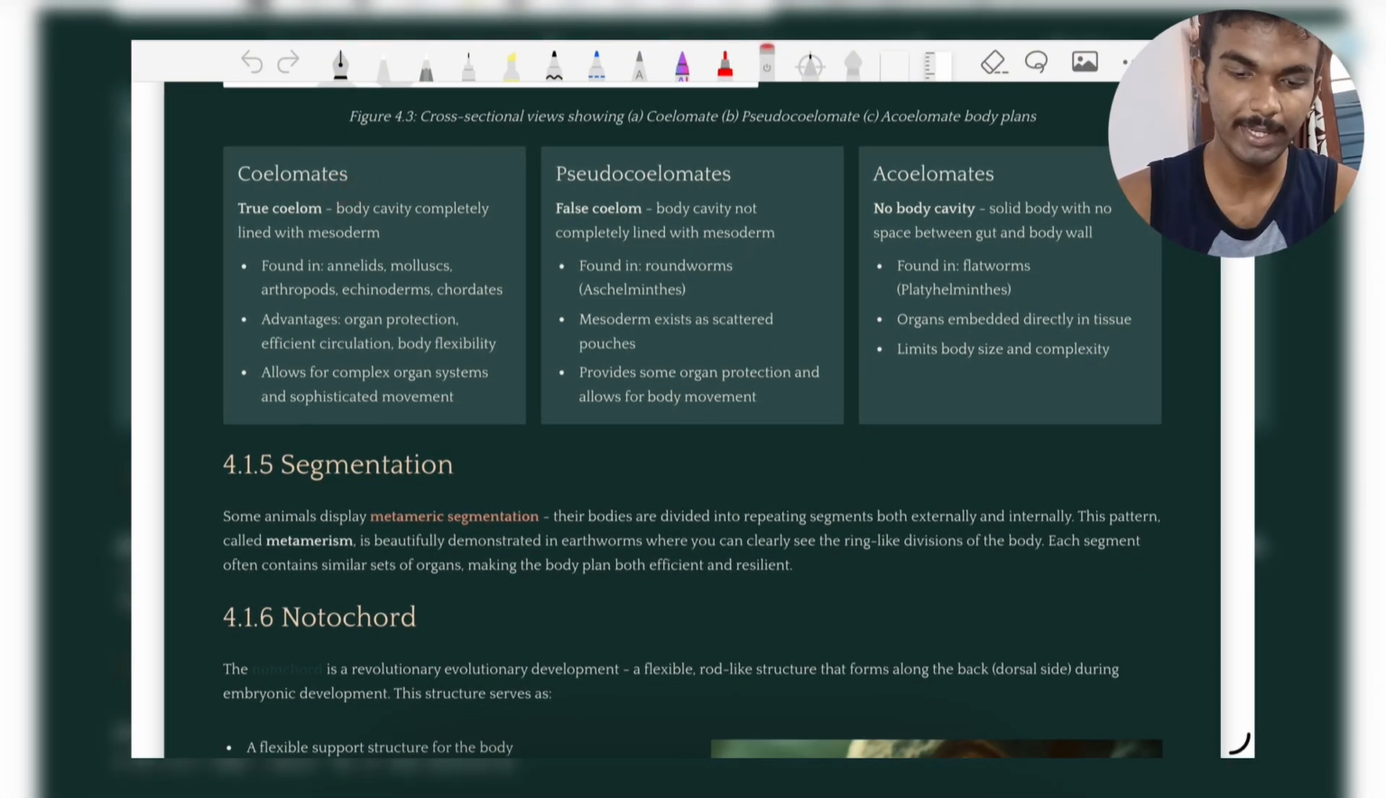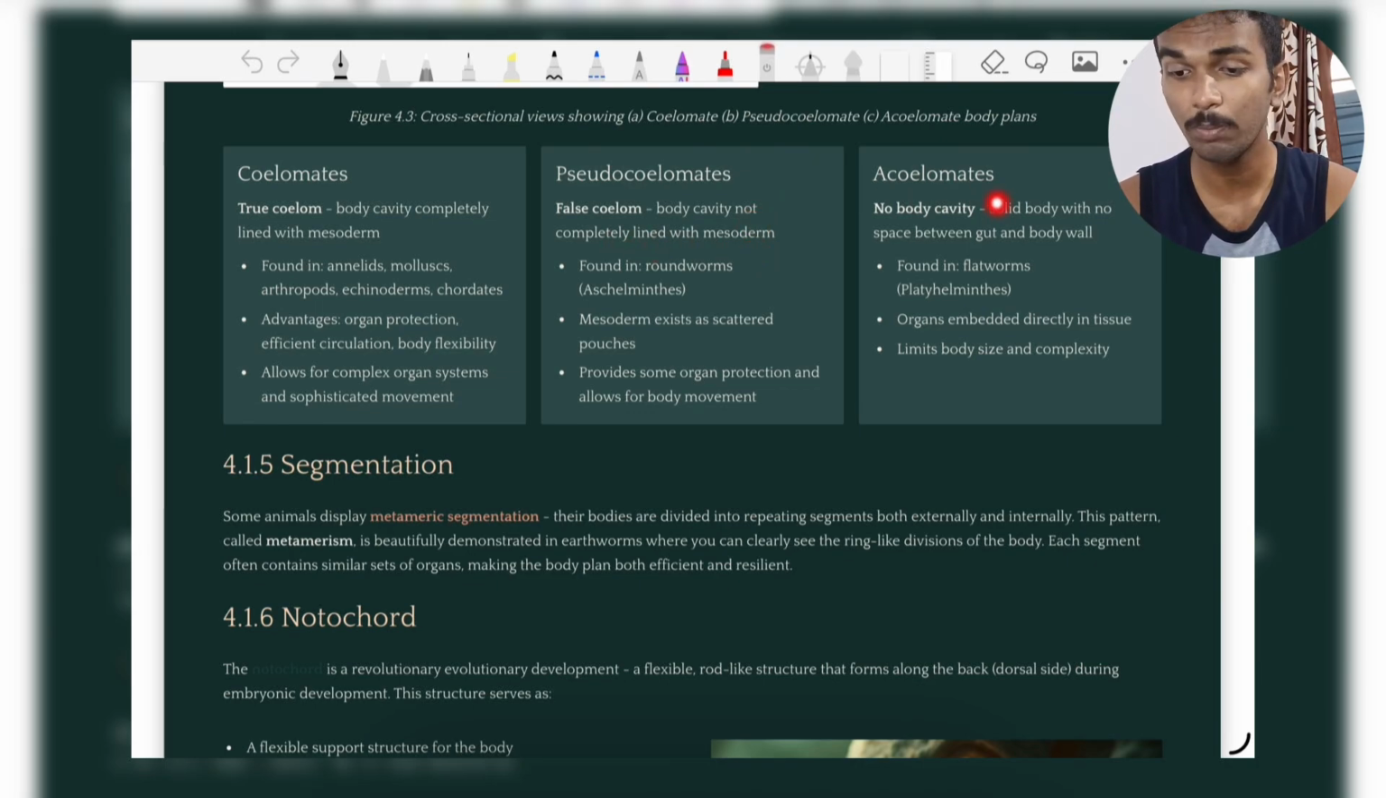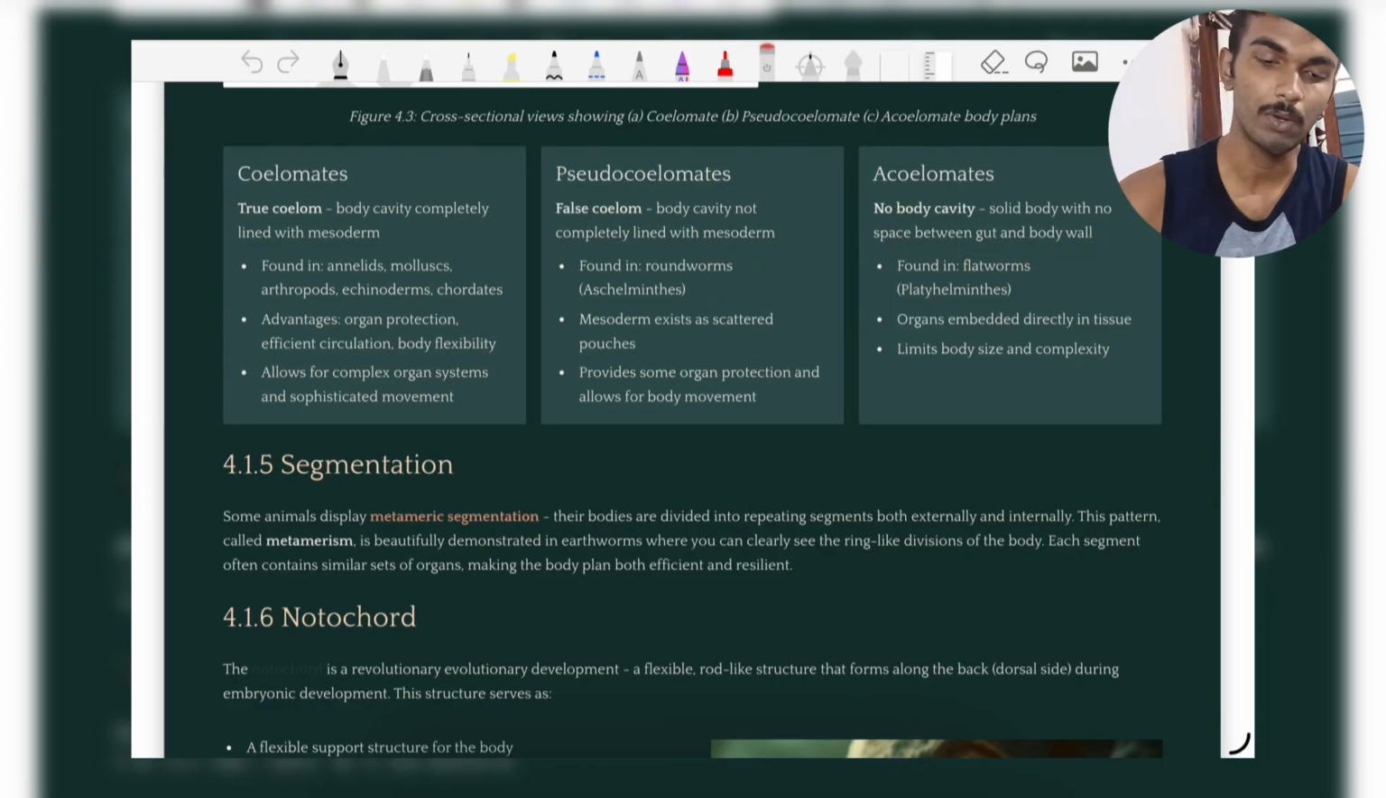Coelomates have a true coelom, a body cavity completely lined with mesoderm. Pseudocoelomates have a false coelom, a body cavity not completely lined with mesoderm. Acoelomates have no body cavity, a solid body with no space between gut and body wall. Coelomates are found in annelids, mollusks, arthropods, echinoderms, and chordates.